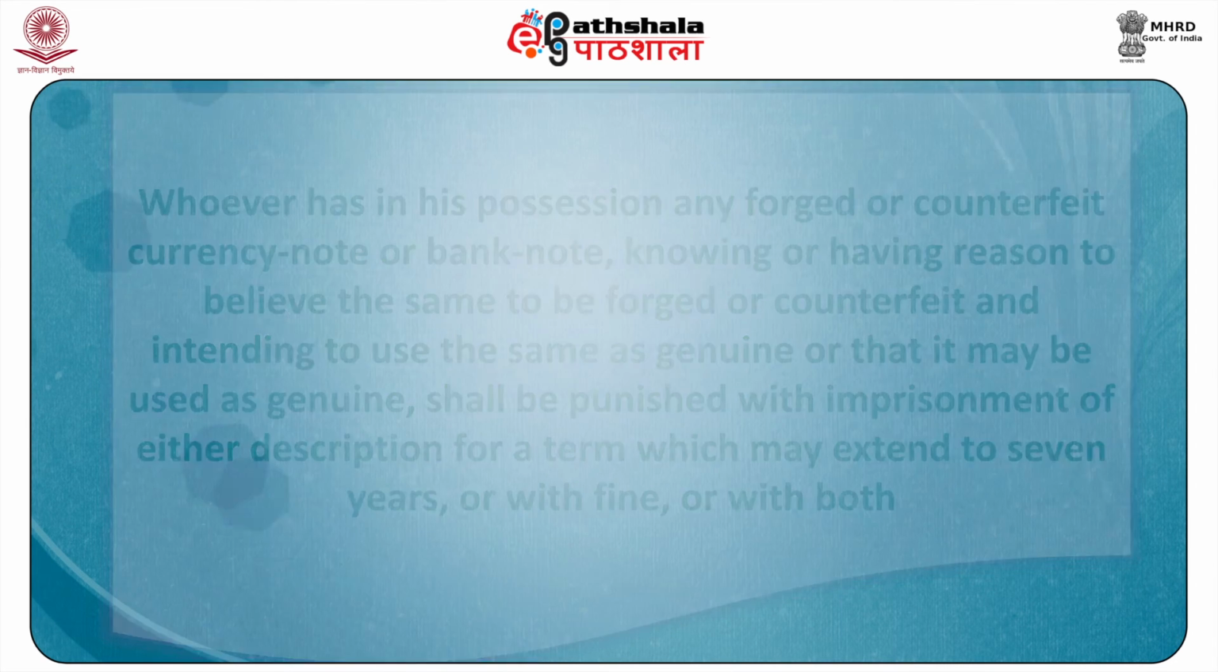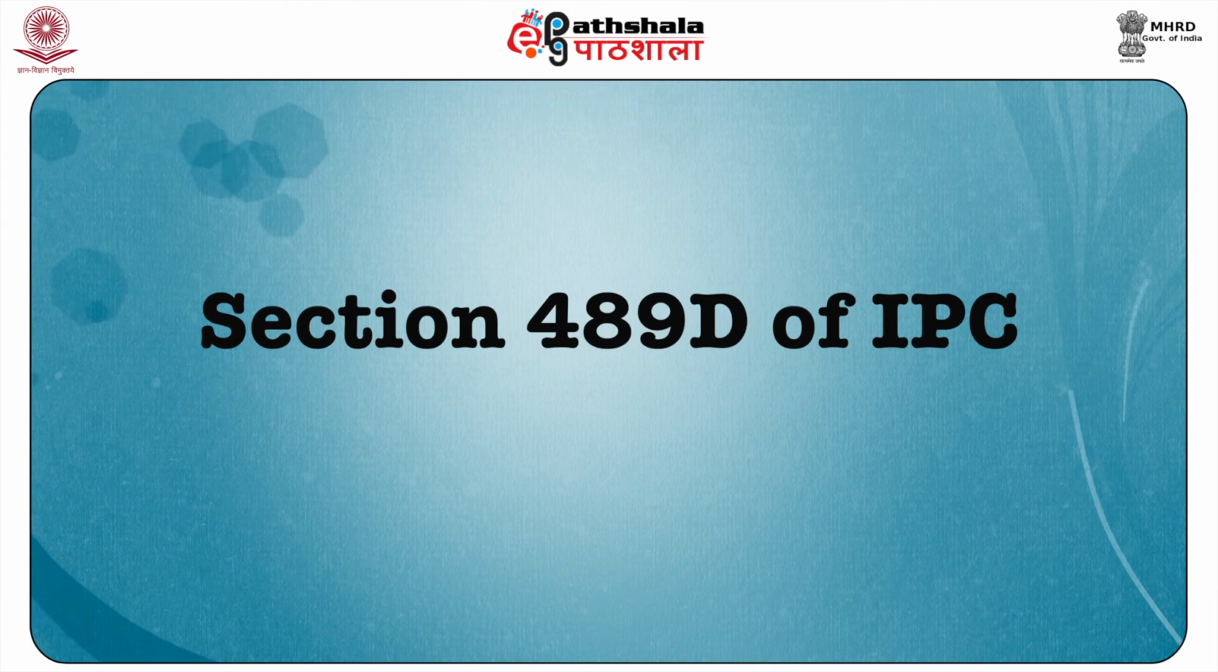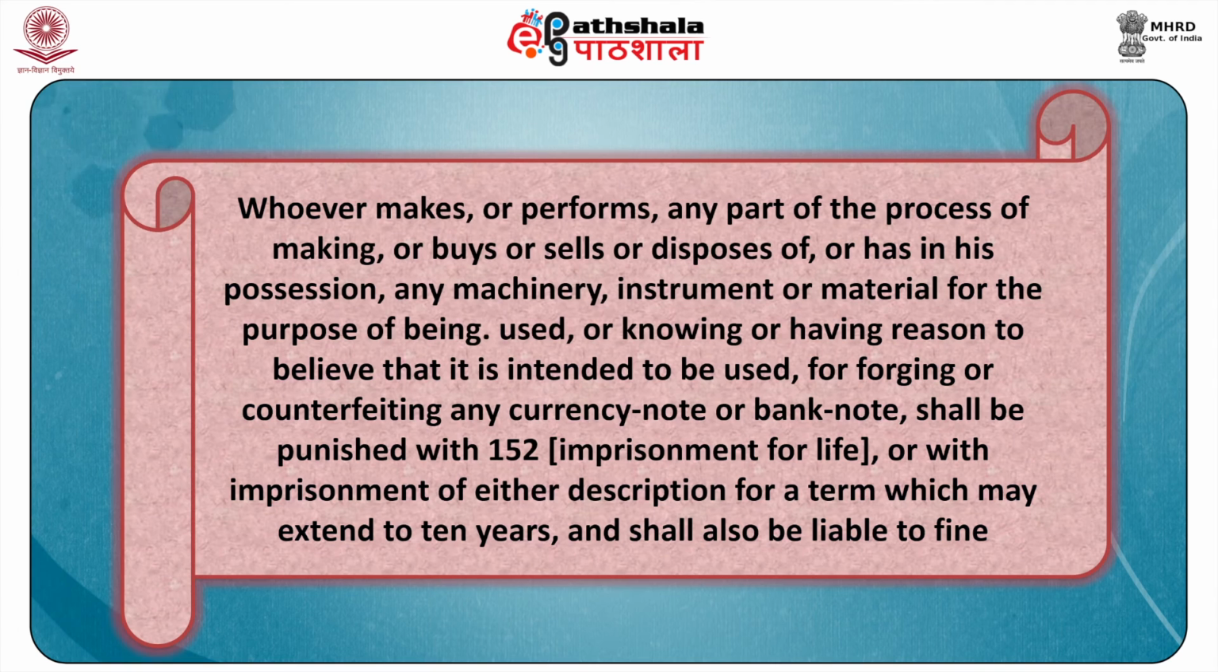Then we have Section 489D of IPC, making or possessing instruments or material for forging or counterfeiting currency notes or banknotes. Whoever makes or performs any part of the process of making, or buys or sells or disposes of, or has in his possession any machinery, instrument or material for the purpose of being used, or knowing or having reason to believe that it is intended to be used, for forging or counterfeiting any currency note or banknote shall be punished with imprisonment for life, or with imprisonment of either description for a term which may extend to 10 years, and shall also be liable to fine.